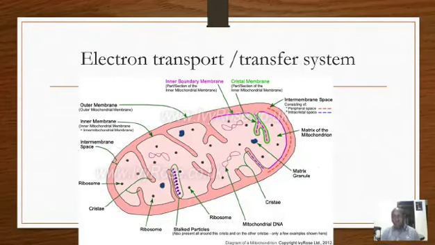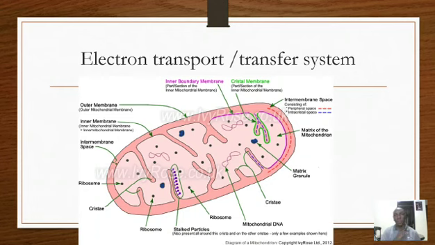Transfer system occurs within the mitochondrion, but particularly it occurs on stalked particles. The stalked particles that are found on the cristae. Cristae, these are extensions of the inner mitochondrial membrane, just like you can see. We see the cristae. The cristae are extensions of the inner mitochondrial membrane.